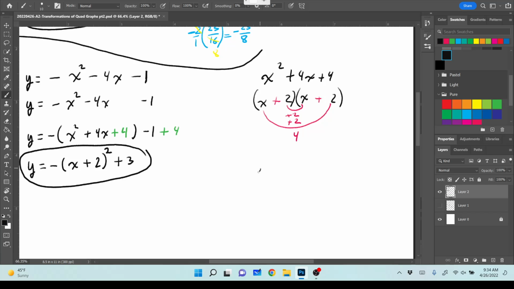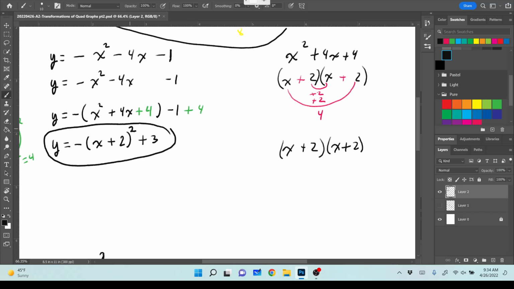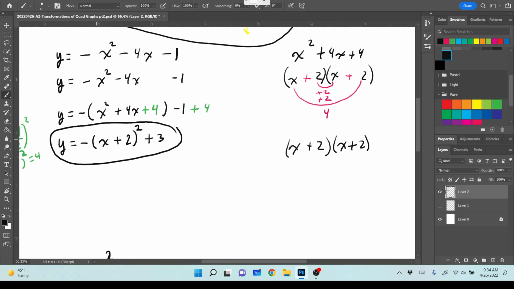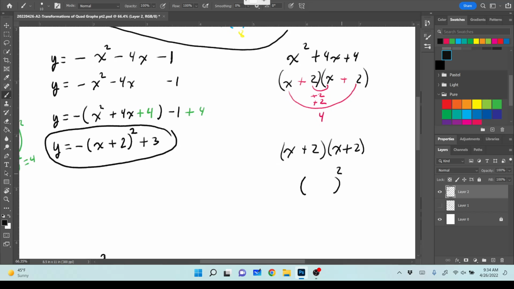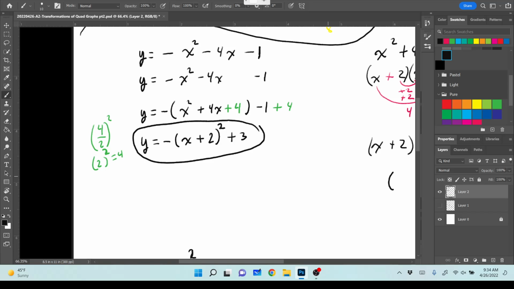So this is x plus 2 times x plus 2, right? This is what we're doing. Now, x plus 2 times itself is x plus 2 squared, right? When we're completing the square, the whole reason we do the green part is because we're forcing it to do something that's going to be squared. And it's always going to be this number.